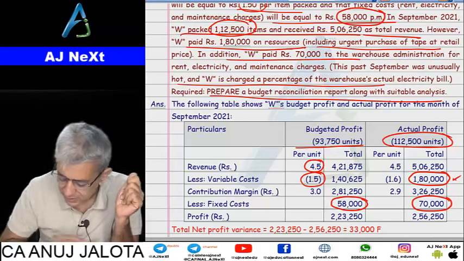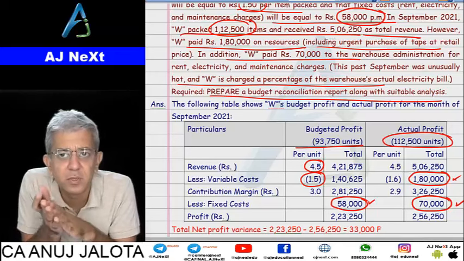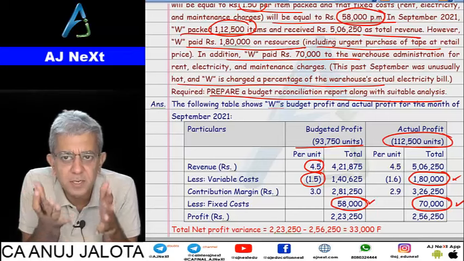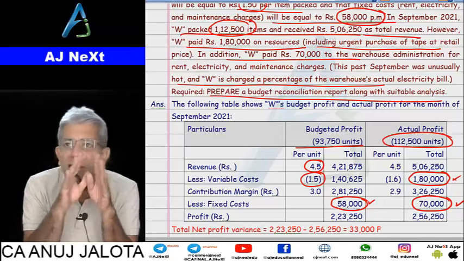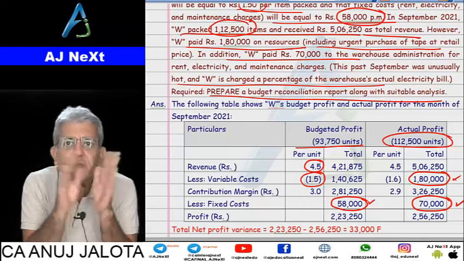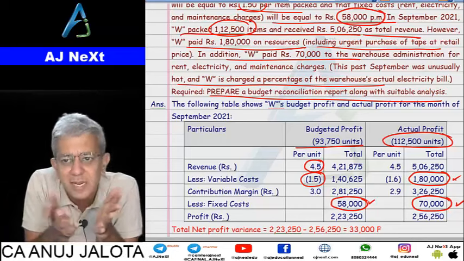Apart from that, this charge is also quite high as compared to this, because, you know, this past September was very hot. So we had to be charged a percentage of the warehouse electricity bill. The entire warehouse was not occupied by us, only part of it. So the warehouse must be incurring that electricity and charging it to us. So that is the reason.